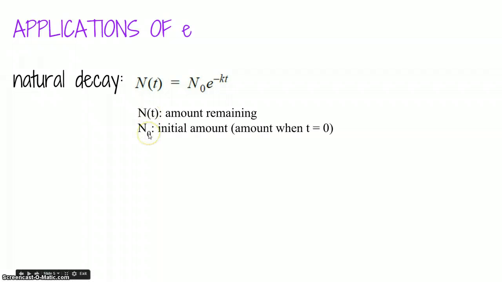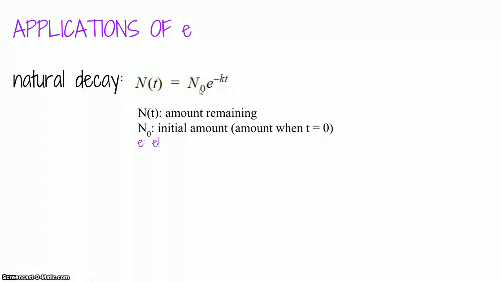N naught. I know people say "N naught" and I know both are good. I learned N naught. So N naught is the initial amount. When t equals 0, how much do we have? How much carbon is there? How many atoms are there? Whatever. That's the initial amount. The amount when t equals 0 is N naught.